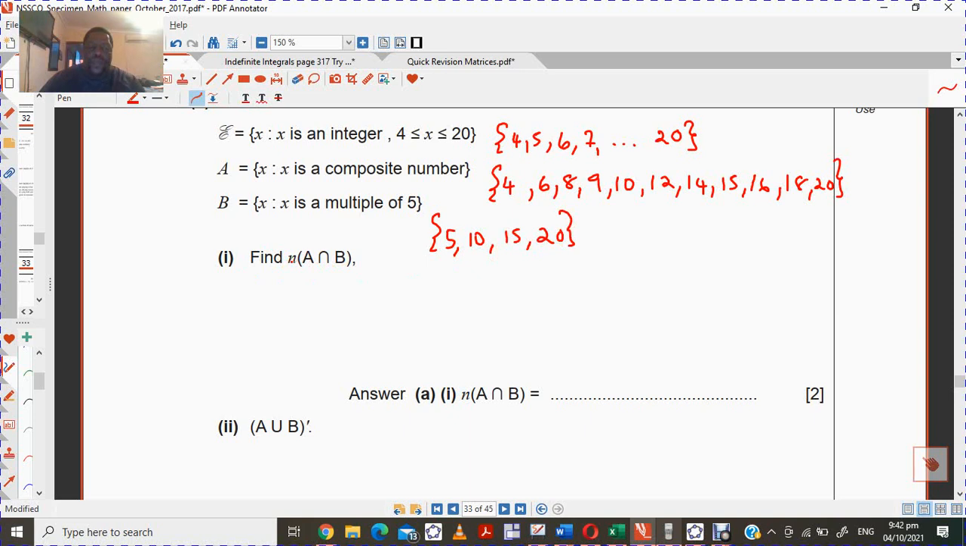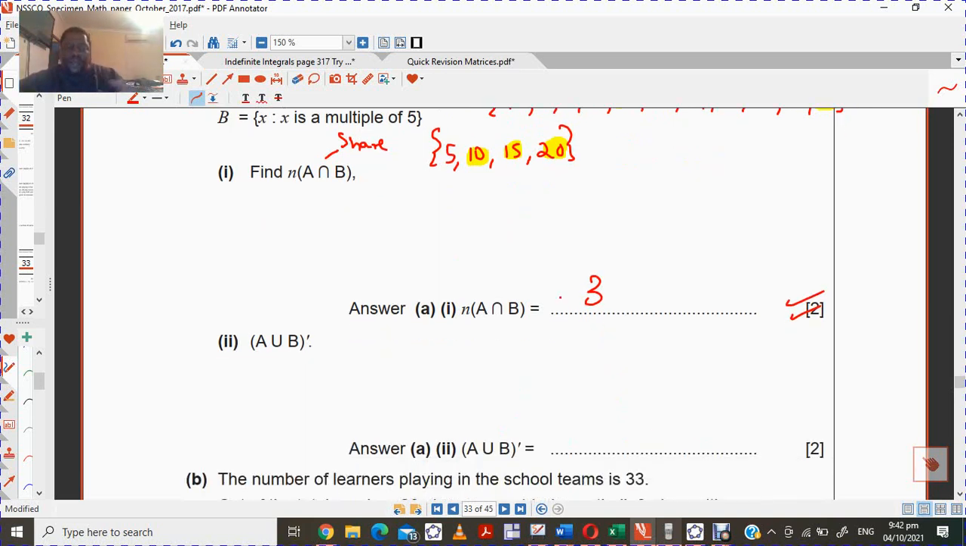So the number of elements, so this has to be a number, and this tells me what they share. If you look at A and B, let me just highlight what they are sharing. Obviously they're sharing a 10, that's one. They share 15, and they share a 20. So how many elements are they sharing? The answer is 3. Please don't put this in curly brackets, because it's the number of elements that we are looking for.